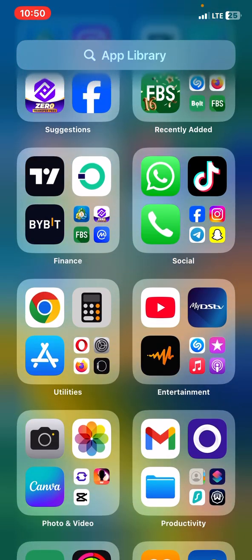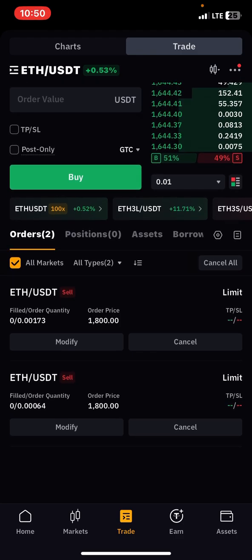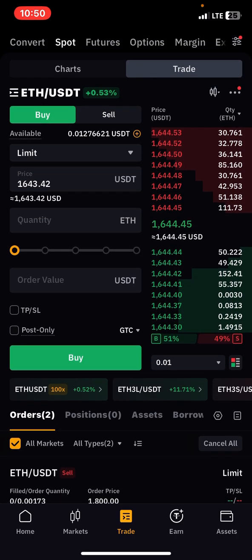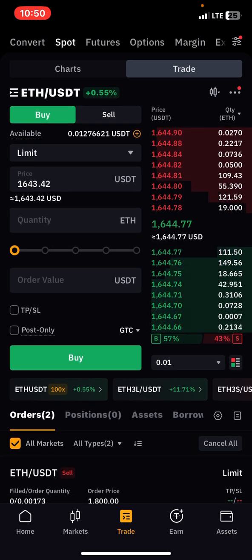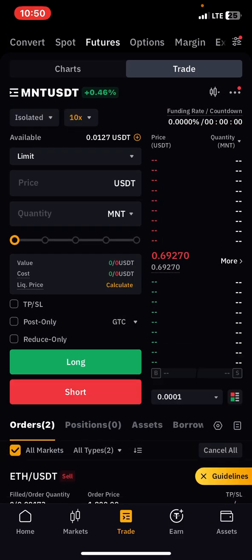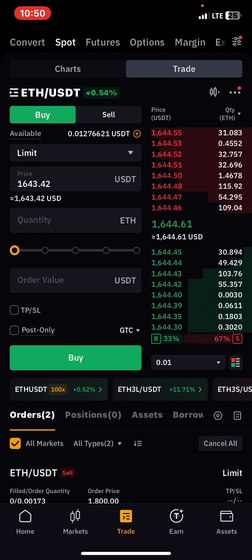So first of all, let me take you to my Bybit. This is my Bybit account, and as you all know, in trading crypto there are two parts in which you can trade the crypto market. If you check at the top of my phone, you will see what is called the spot market, and this one is called the futures market. What we are going to talk about in this video is the spot market.